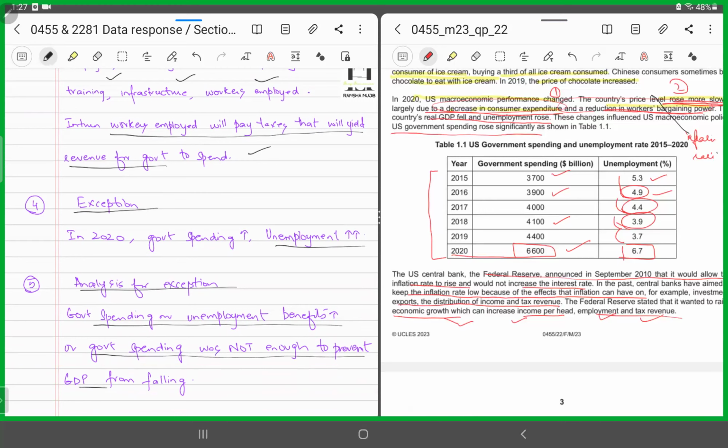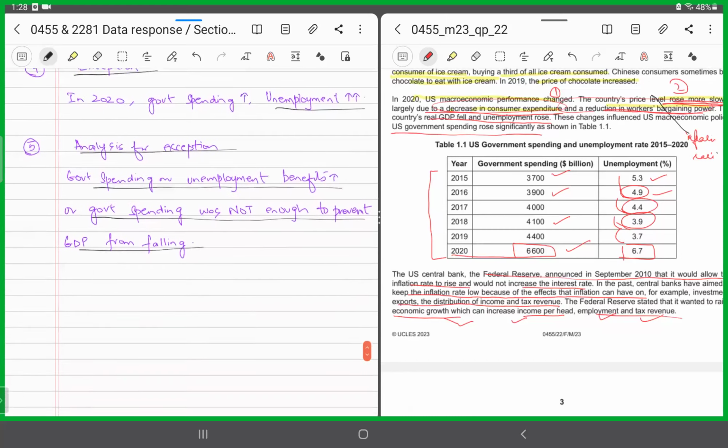or the government spending was not enough to prevent the GDP from falling. So you could say that although the government spending rose, the government had to spend, let's say, more on unemployment benefits, or the government spending was not enough to prevent the GDP from falling. Any one of these two reasons, and again, full 5 marks will be awarded to you. Hope this part is clear to you.